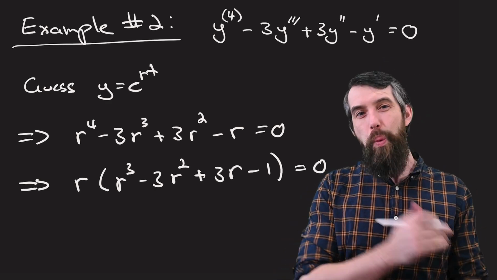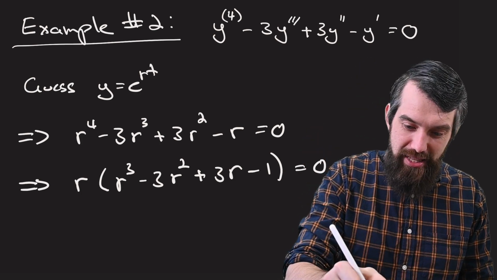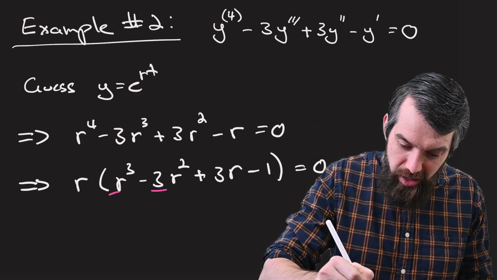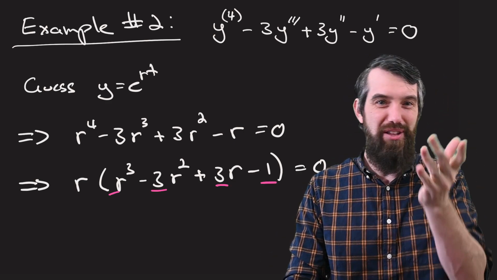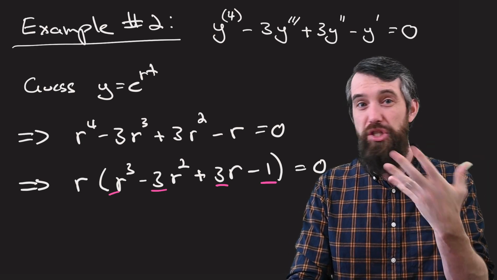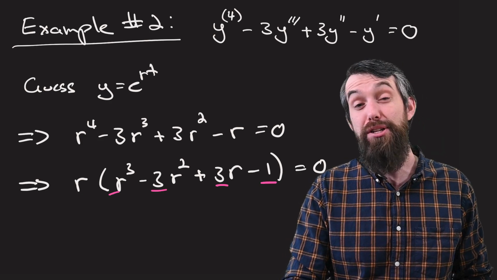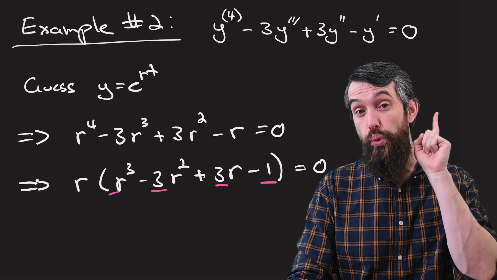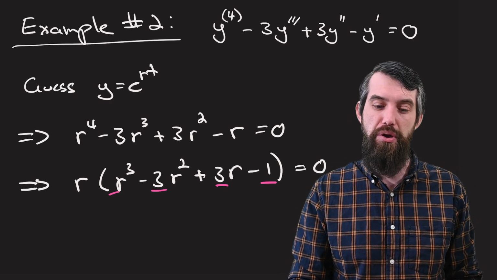One thing you might have an alarm bell going off in your head is that the numbers 1, 3, 3, 1 look a lot like Pascal's triangle. If you know what I'm talking about, you'll recognize that pattern. And if you don't, that's totally fine too. You can look at this and try to find one solution, and I'll observe that if I plugged in r equal to 1, that would work. Plugging in r equal to 1 would give you the value of 0.